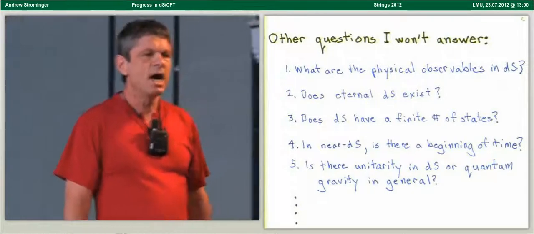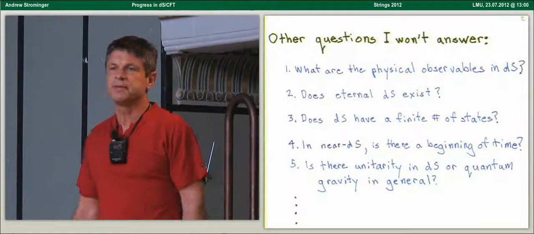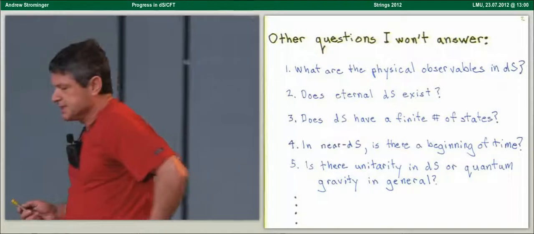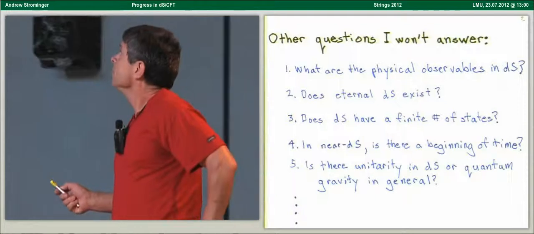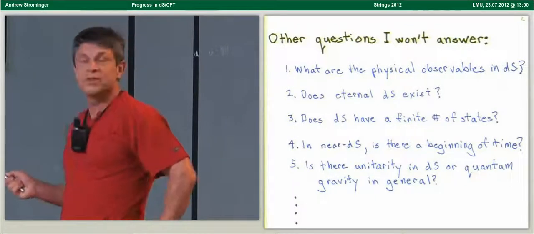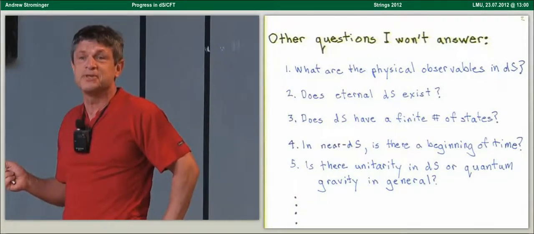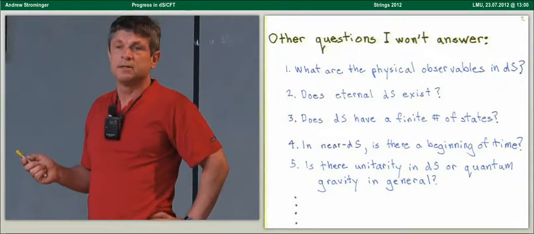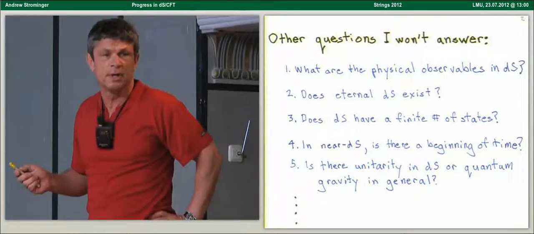Now, there are many other kinds of questions about de Sitter space that get raised. And I'm putting these in a secondary status because for most of these, there isn't even a general agreement on what the question is and whether or not it has been answered. And I think as time goes on, as we understand the subject better, it will be clearer which of these are the right questions and which aren't.